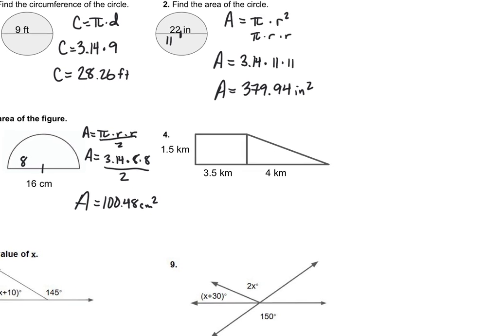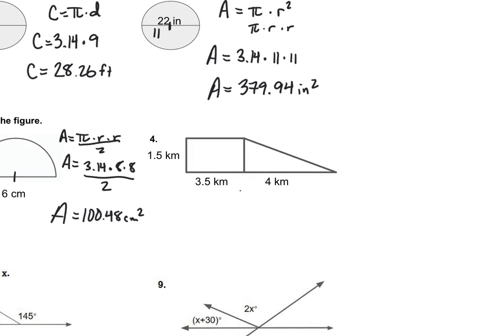All right, number 4. Number 4 is a little different in the sense that I have 2 different shapes we're solving for. We're going to use 2 different formulas here. For a rectangle, we've known this for a while now. That's just base times height. For my triangle, it's base times height, but then we divide by 2.